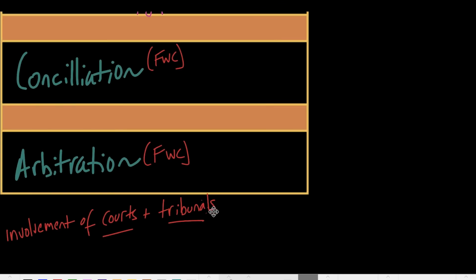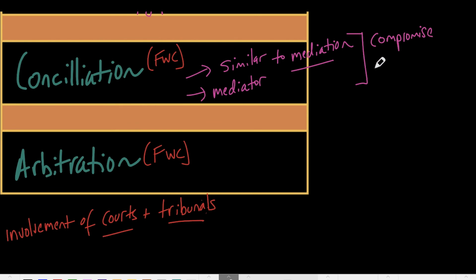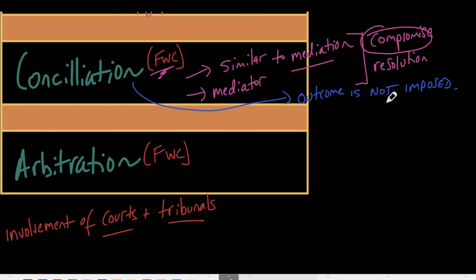If we're looking at conciliation, it is very similar to mediation. We are still trying to get a resolution, and we still have the involvement of a mediator. Compromise. Can we work together to find a resolution, now being part of the formal system, now being part of the Fair Work Commission, trying to find a solution? An outcome is not going to be imposed during the conciliation stage. It's still very much up to the parties who are disputing to try and find a solution.